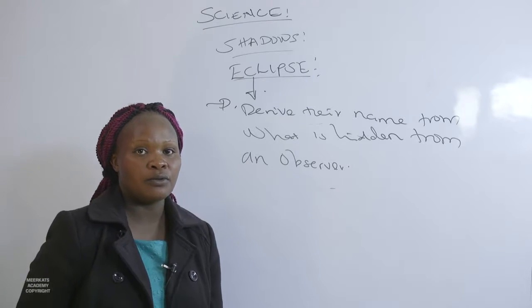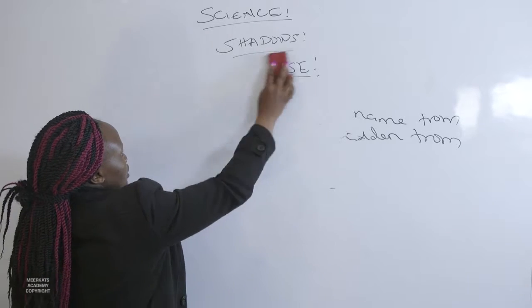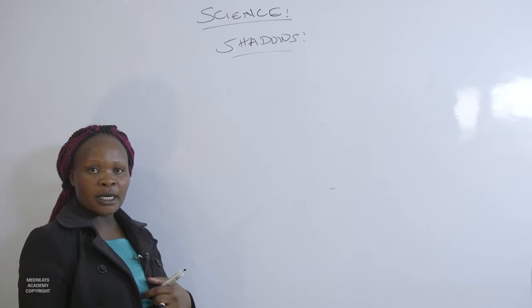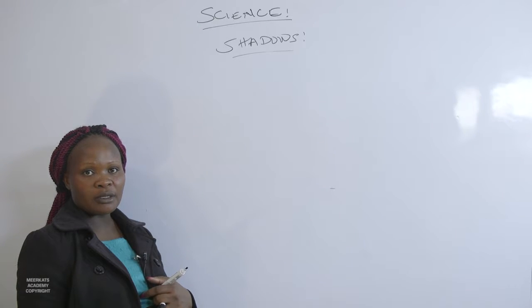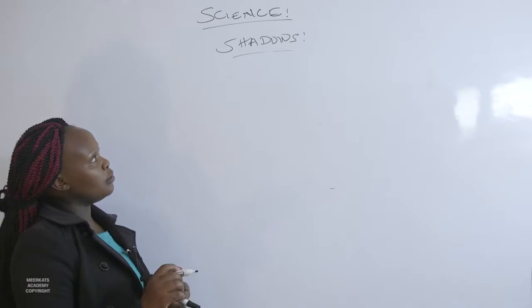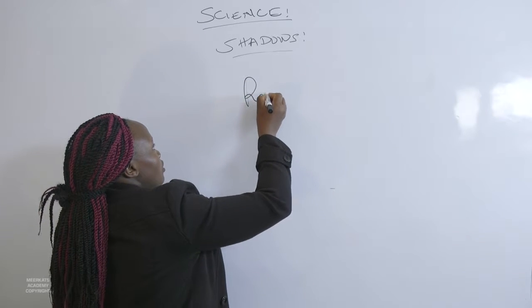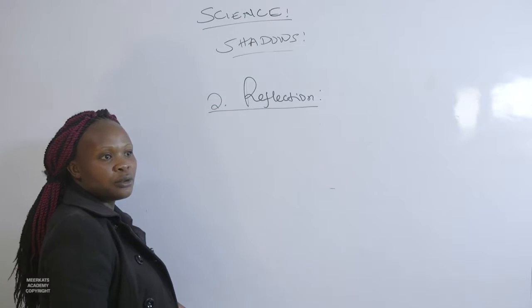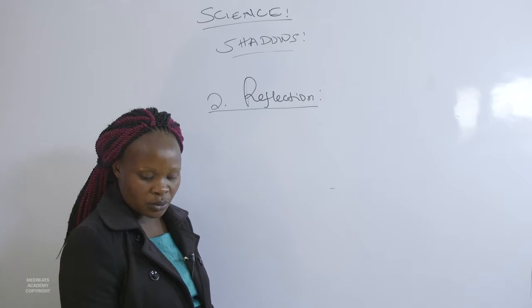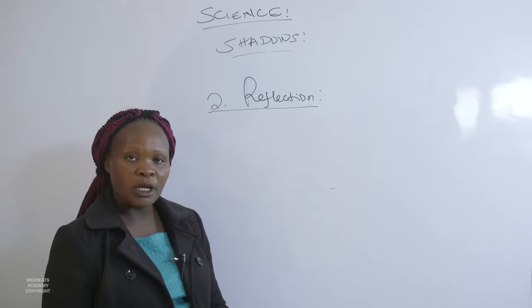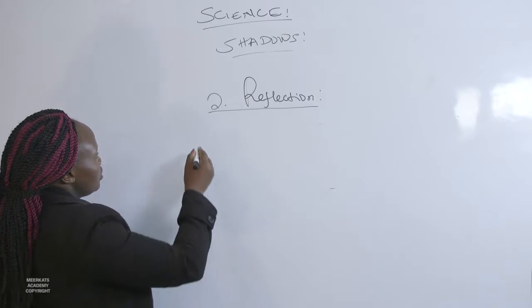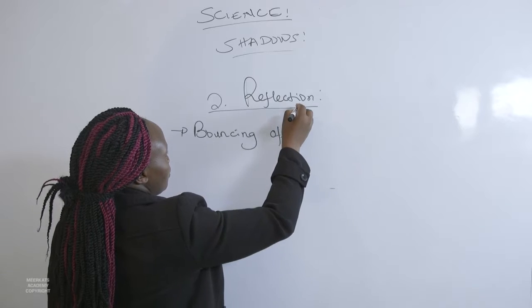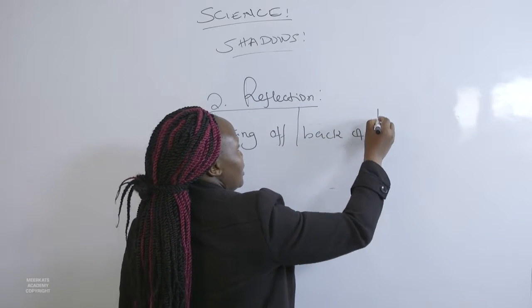Now, that's one of the phenomena that we can actually discuss: the formation of shadows, which comes courtesy of light having that property that it travels in a straight line. Now we go to something else we are going to call reflection. This is the second property that we are going to appreciate with reference to light. And what is reflection? Reflection is actually bouncing back, bouncing off, or we can call it bouncing back of light.